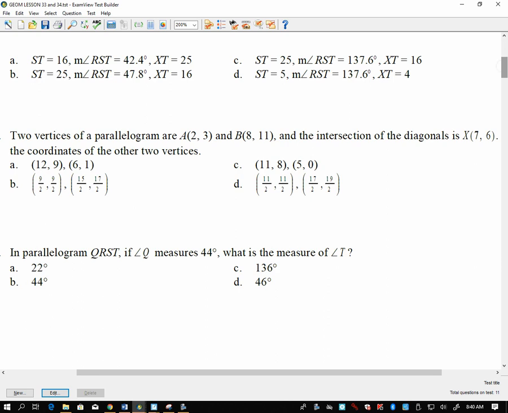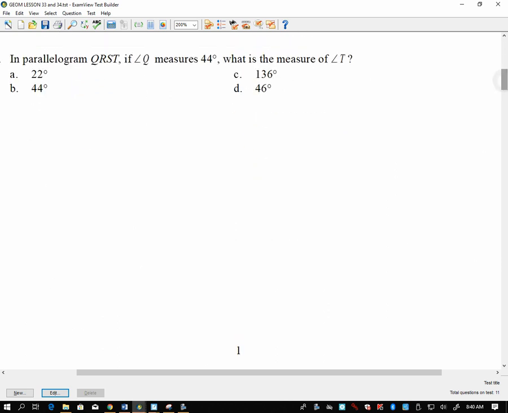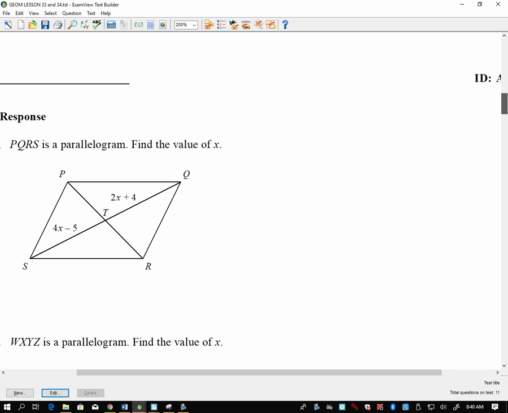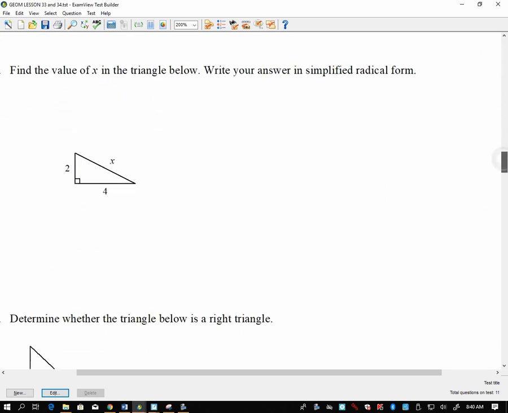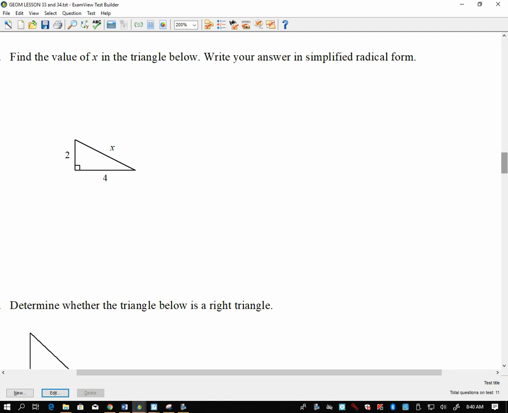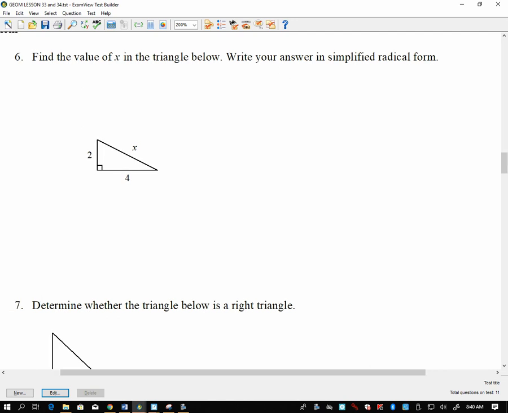Okay, let me see if I can scroll down here. We don't have a lot of time left. It's 8:40. Well, we got about 10 minutes before I stop. I want to get into something that deals with some of our triangles. Let's look at this question. This should be 6. Find the value of x in the triangle below. That one should be really, really easy, right?